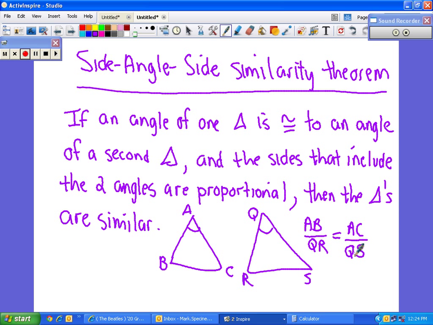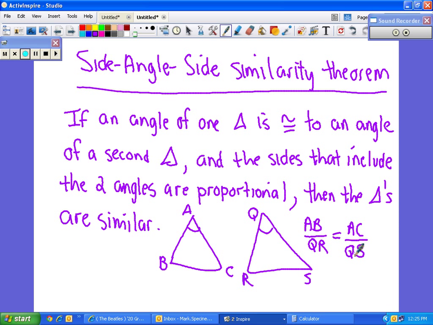Okay, so just as we had a side-angle-side theorem of congruency, we also have a side-angle-side theorem of similarity. Obviously, they're going to talk about different things because we're not trying to prove that the two triangles are congruent. All right, so here's what you need. One, you need one angle from each triangle to be congruent. So here we have angle Q and angle A, if we're told that they are congruent. Then, we need the two sides that make up that angle, that's what we mean by the two sides that include the angles. The two sides that make up each angle.